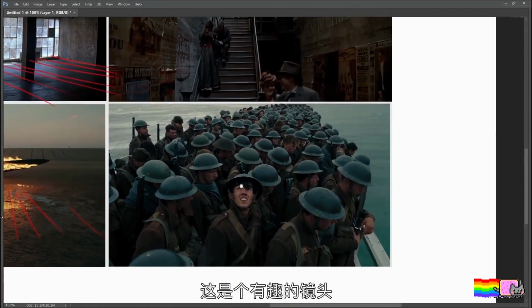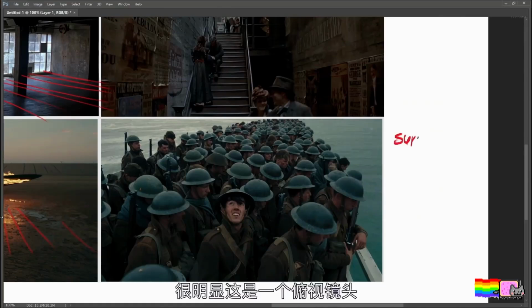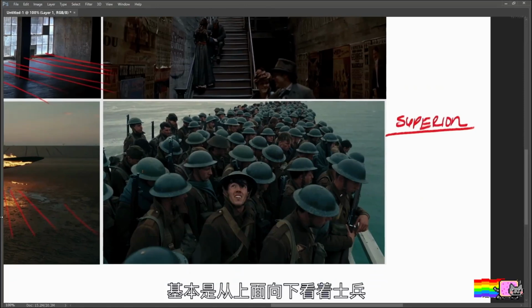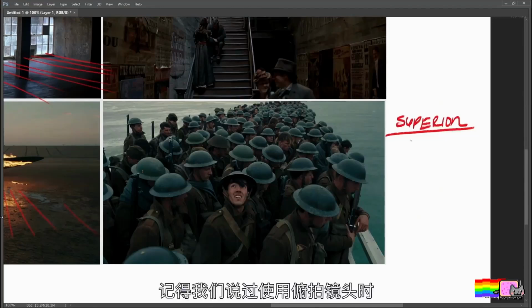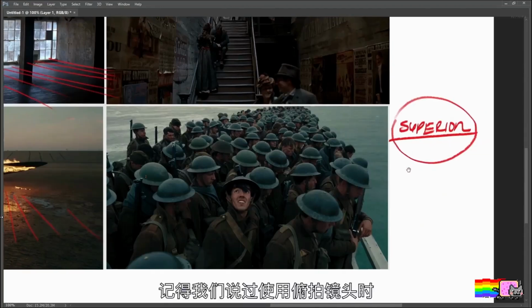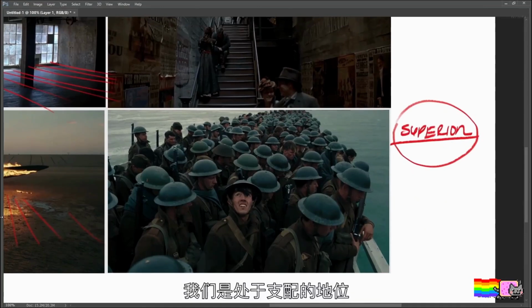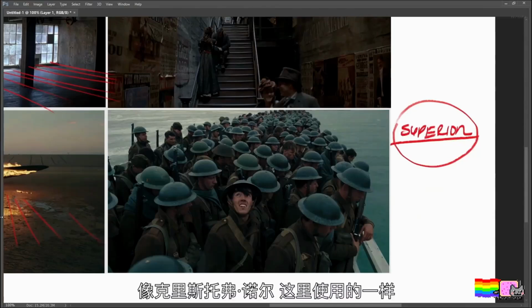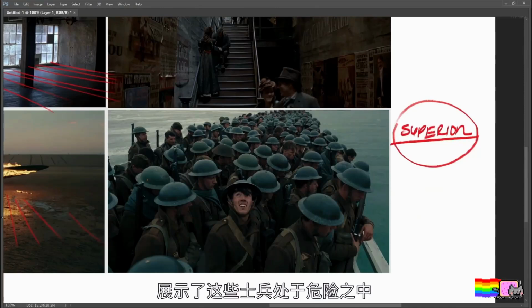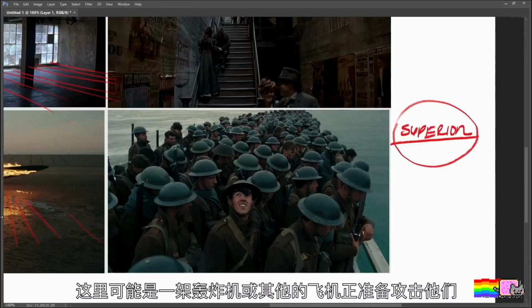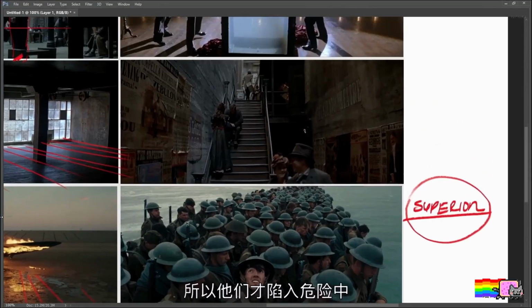This is an interesting frame. Obviously, this is definitely a superior camera. It's basically us looking at the soldiers from above. Remember when we were talking about superior cameras, we said that superior cameras are dominating. We dominate over this crowd, and Christopher Nolan and his photographer did their best here to show that these soldiers are in danger. Something is hovering above them, and in that case it was a bomber or another airplane that was just about to attack them. That's why they were in so much trouble.